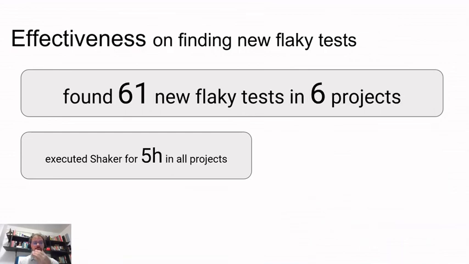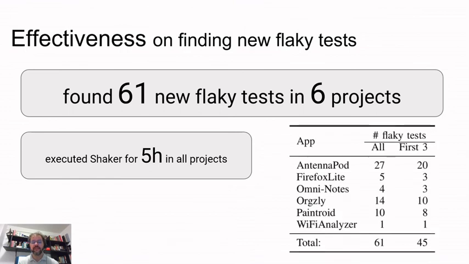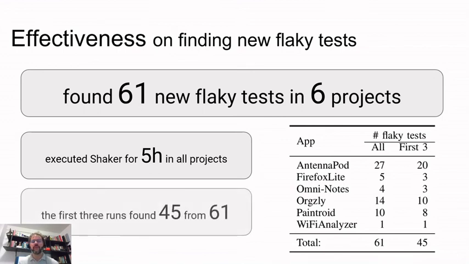Other than that, we also evaluate Shaker effectiveness in finding new flaky tests. So we execute Shaker for 5 hours in each project to find additional flaky tests. We found 61 new flaky tests in 6 out of the 11 projects. These are tests that are not signaled by developers as flaky. The results show that Shaker could reveal flakiness early, as 45 out of the 61 were detected in the first 3 runs. We also opened issues on GitHub to explain to developers how we detected flakiness, pointing to a script with instructions to reproduce our steps, and some developers took action to fix or to signal flakiness in their tests.